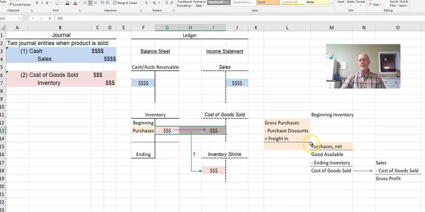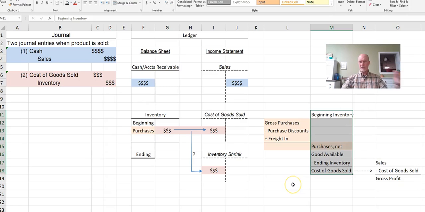Then in the third video, we talked about a couple of adjustments to the cost of purchases, purchase discount and freight in. Those are just adjustments to the overall cost of purchases, but the general calculation stays the same. The adjusted cost of purchases is added to your beginning inventory as you're calculating cost of goods sold.